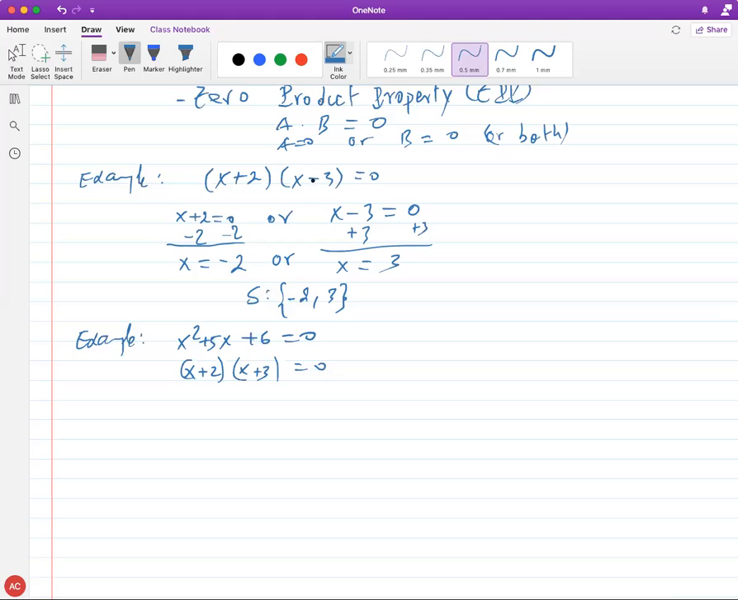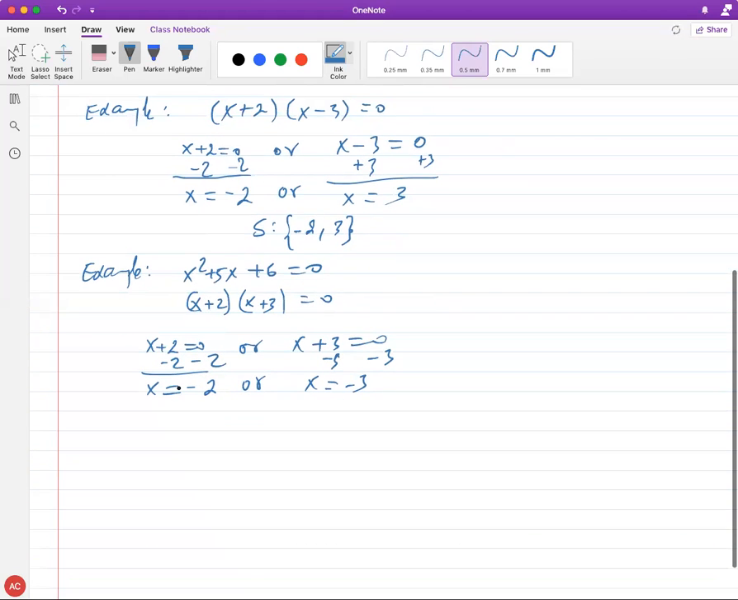Now, as you can see, it's in this form of A times B is 0. So A multiplied by B is 0. That means either A is 0 or the other factor is 0. And if you solve this, x equals -2, or if you subtract 3, x is -3. Okay, so this equation has 2 solutions.